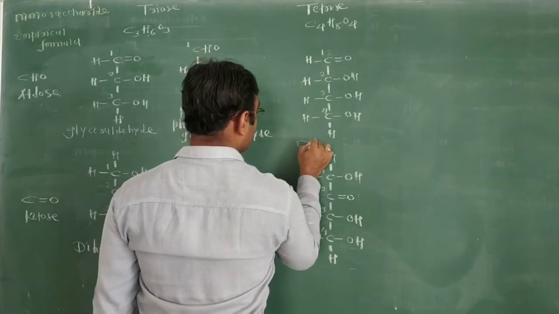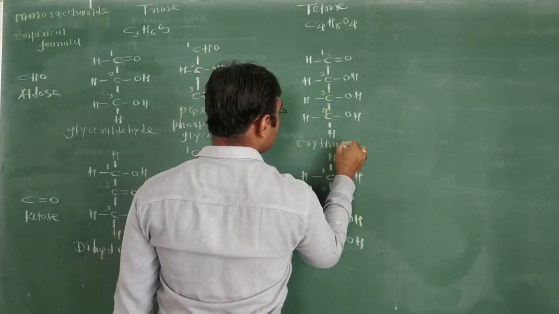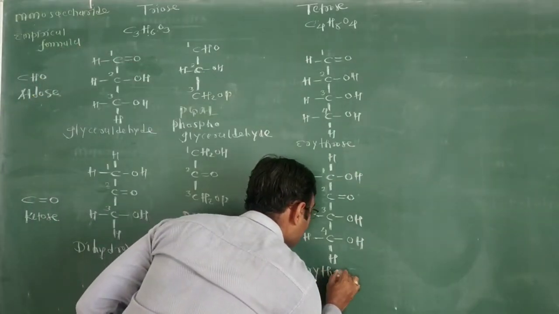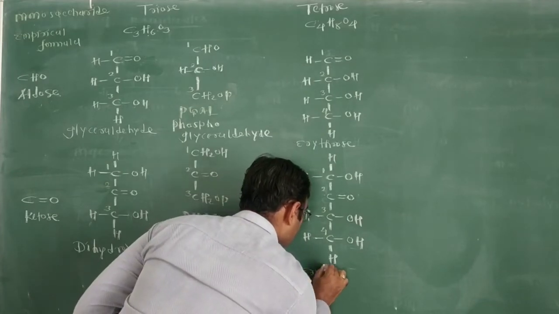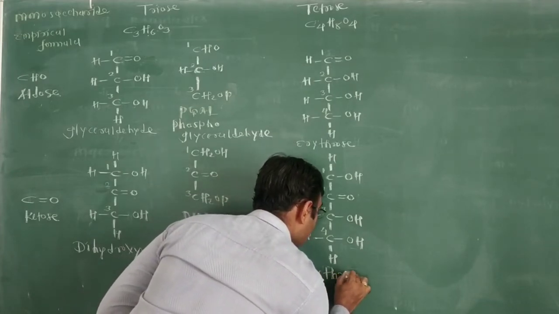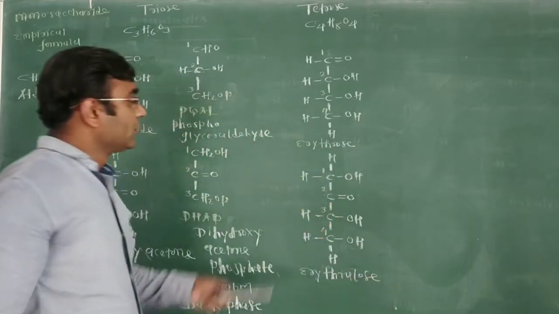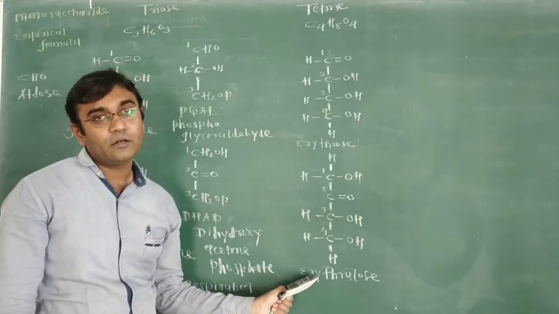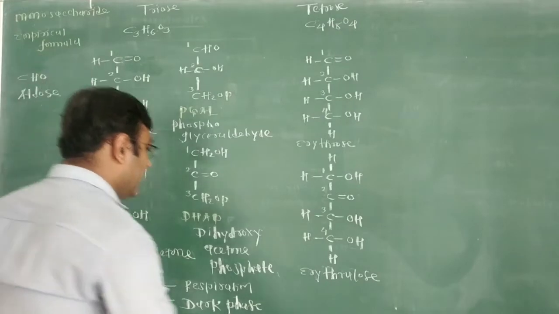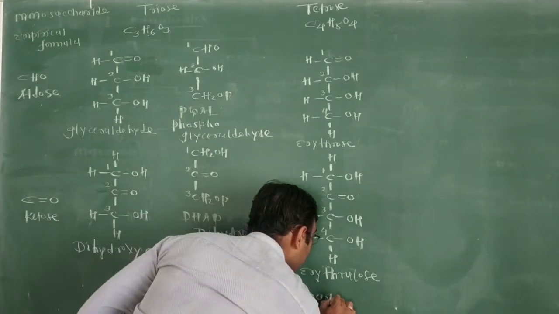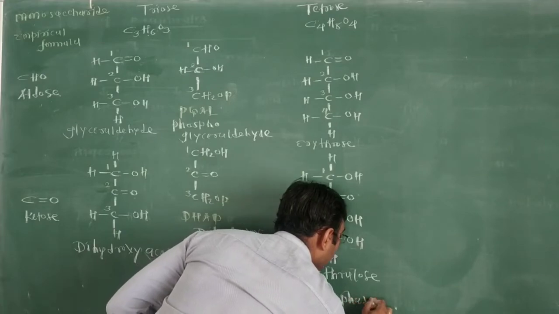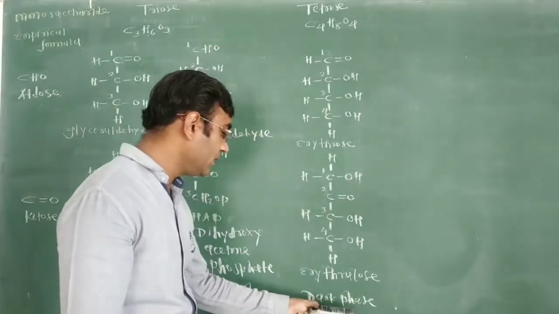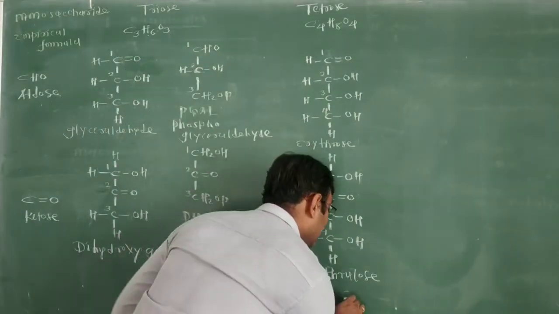What is the name of this chemical? That is erythrose. What is the name of this chemical? Erythrulose. So erythrose is the example of aldotetrose and erythrulose is the example of ketotetrose. These chemicals take part in the dark phase. Most of the monosaccharides have a role inside the dark phase procedure, meaning the Calvin cycle.